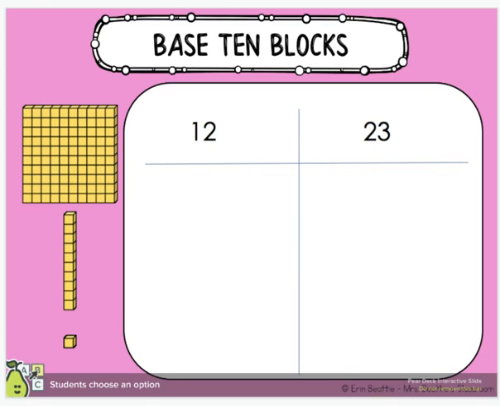We're going to do one more together before you try these out on your own. The numbers we have are 12 and 23. Again, we always start by identifying our tens place, breaking our number apart into tens and ones. So for the number 12, we have one set of 10. So I'm going to bring over one set of 10. How many ones are in the number 12? If you said 2, that's correct. I'm going to bring over 2 blocks.